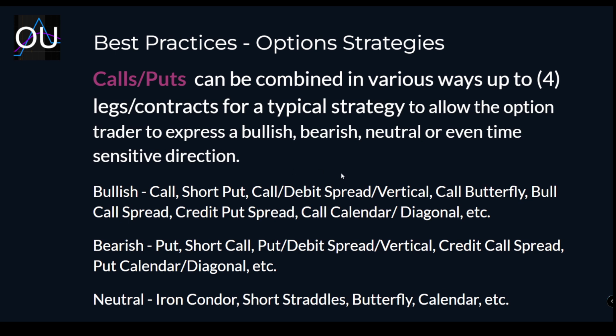You can buy a call butterfly, you can create a bull call spread, you can short or sell a credit put spread. You can buy a call calendar and diagonal, etc. So don't let all these terms get in the way. These are just various ways to put a call and put together to be either bullish or bearish. And then you can also sell these neutral strategies: iron condors, short straddles, butterflies, and calendars.